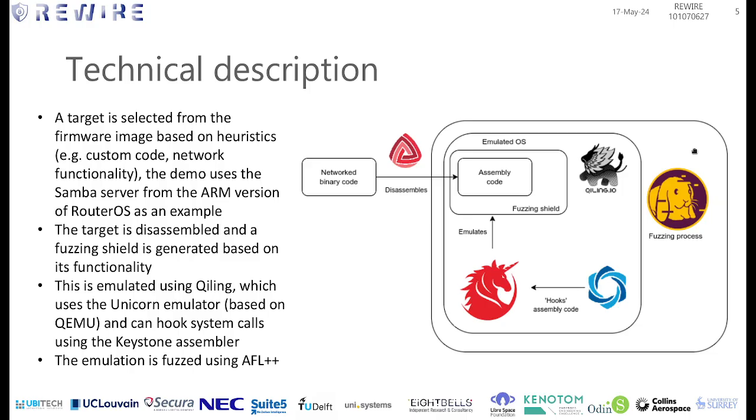This is emulated using chilling, which uses the Unicorn emulator, which in turn uses QEMU. And the advantage of chilling is that it can also hook system calls using the Keystone assembler and provide other operating system abstractions. And the emulation is fast using AFL++.